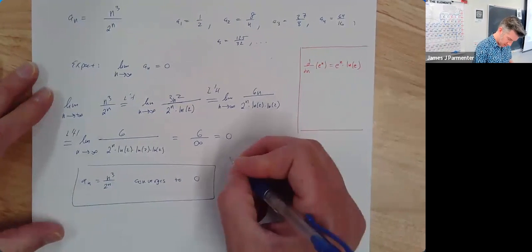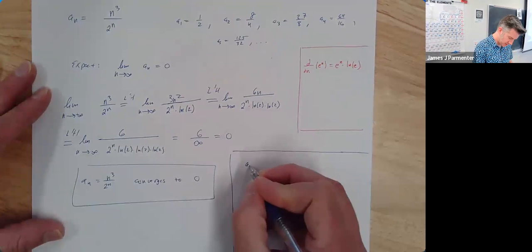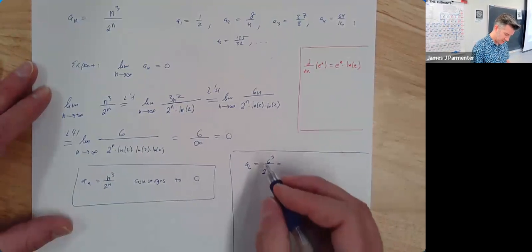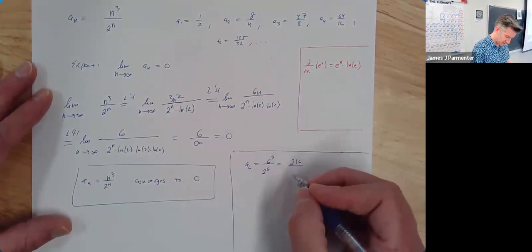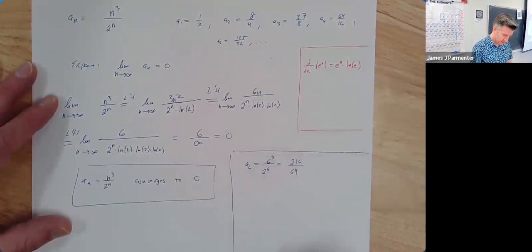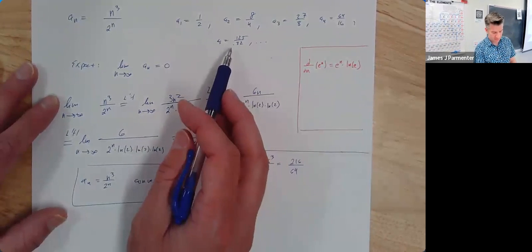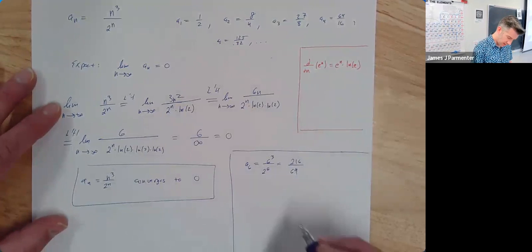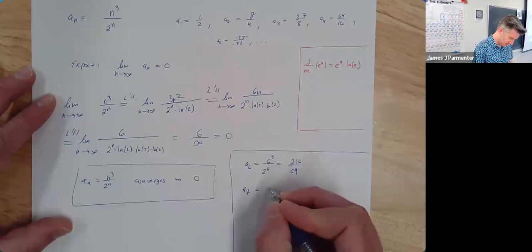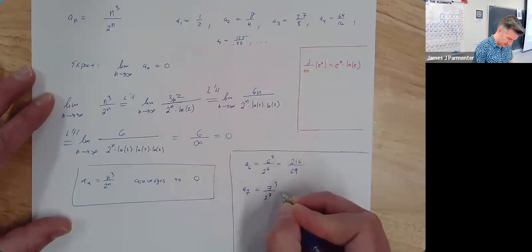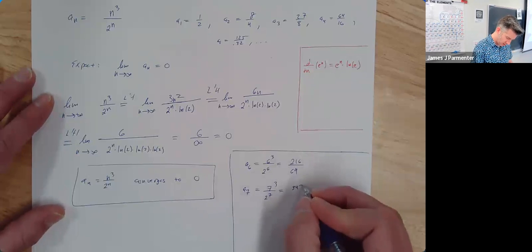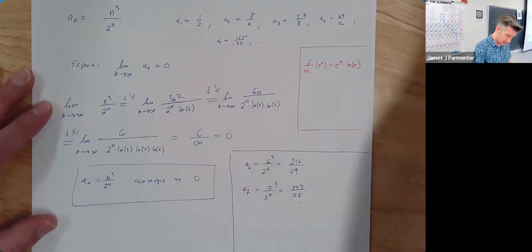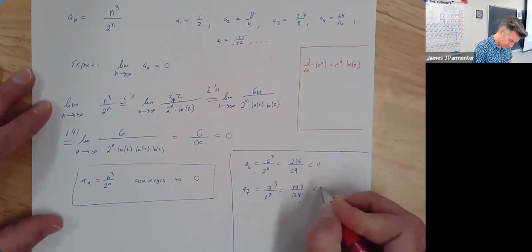So I'll just point out here that a sub 6 is 6 cubed over 2 to the 6th. 6 cubed is 216. 2 to the 6th is 64. 125 over 32, that's close to 4. 216 over 64 is actually a little bit less than 4. And then if we go again, A7 is going to be 7 cubed over 2 to the 7th. 7 cubed is 343. 2 to the 7th is 128. That number is less than 3. So it looks like we've started getting smaller.